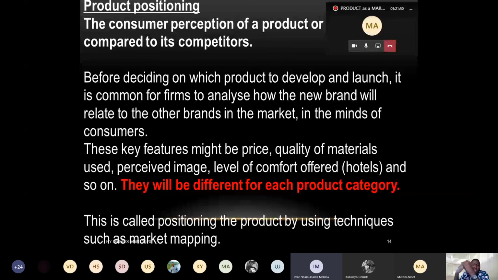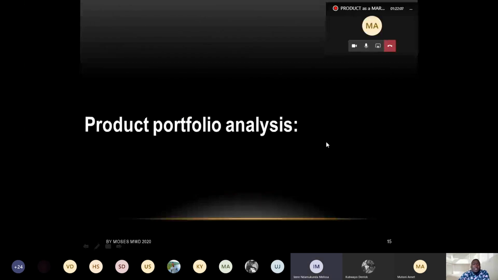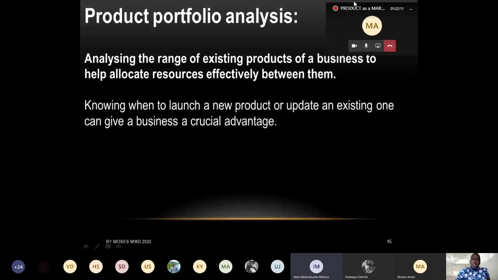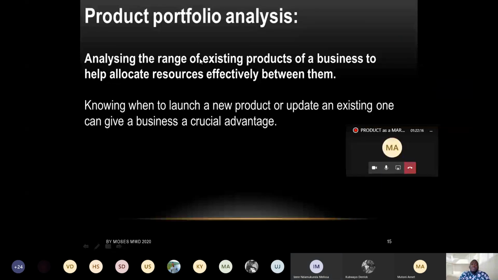So product positioning, you should understand it before you introduce the product. It's very important. Why? It helps you to understand which price you should set and how consumers feel about your product. Yeah, and for today, we shall talk about product portfolio. These are just definitions. Product portfolio: analyzing the range of existing products of the business to help allocate resources effectively.